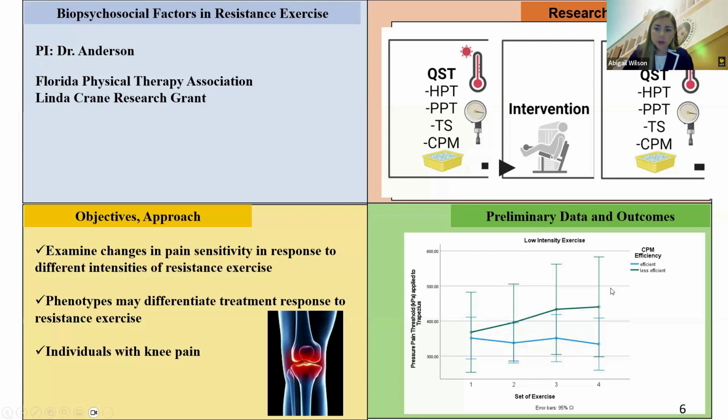And so our preliminary data, this is unpublished preliminary data, does show that there are certain subgroups that seem to have more favorable reductions in pain in response to resistance exercise than other groups. And so the overall goal of this project is to look at how pain sensitivity changes in response to resistance exercise and which phenotypes respond most effectively to resistance exercise. And we're looking at this in individuals with knee pain. So this is a project that's ongoing, and we're in the data collection phase of this project right now.